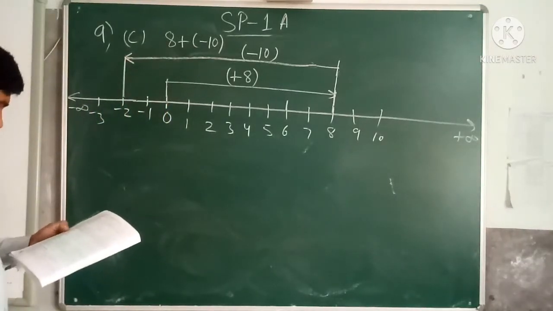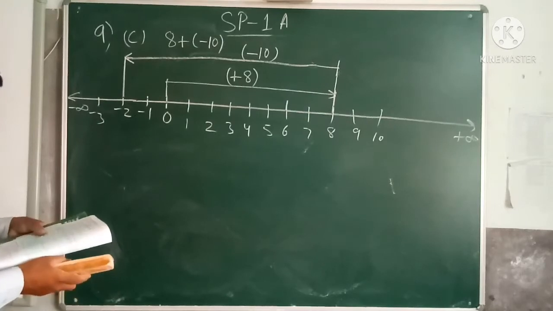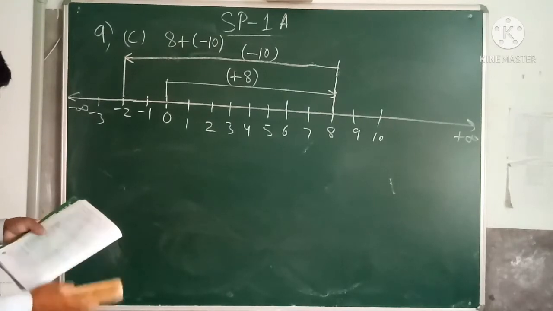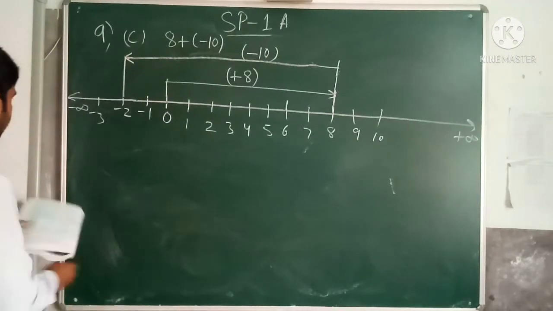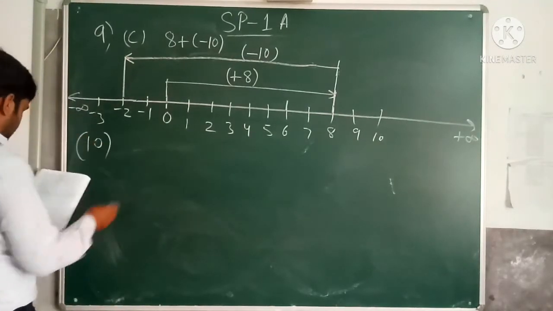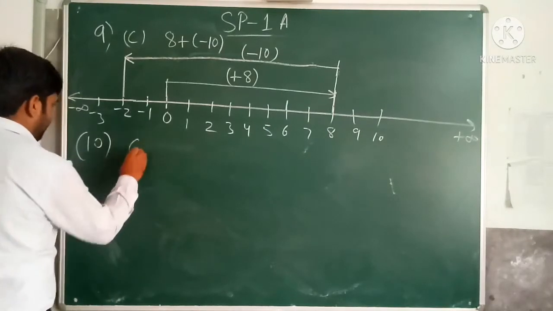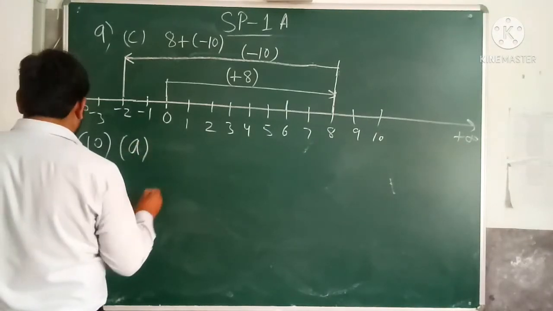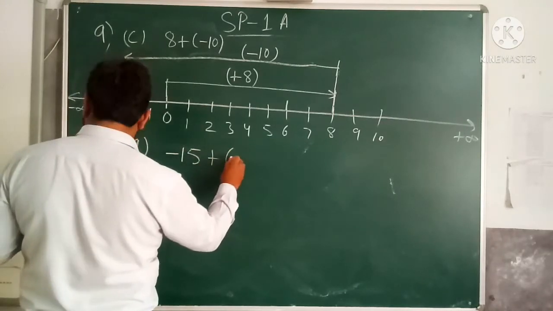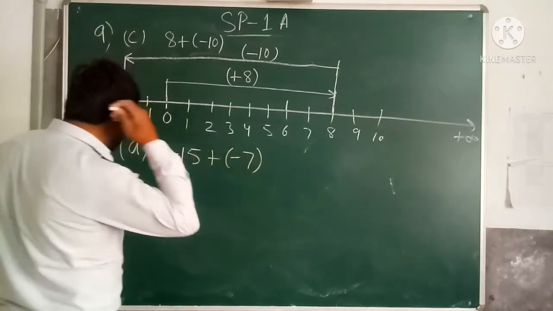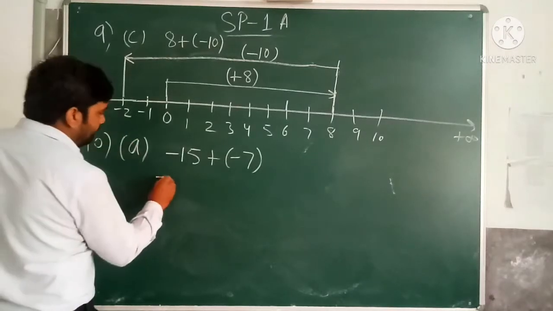Question number 10. Find each sum again. But here we don't have to use the number line. In question number 10 we don't have to use the number line. A: minus 15 plus minus 7. See how you do it.